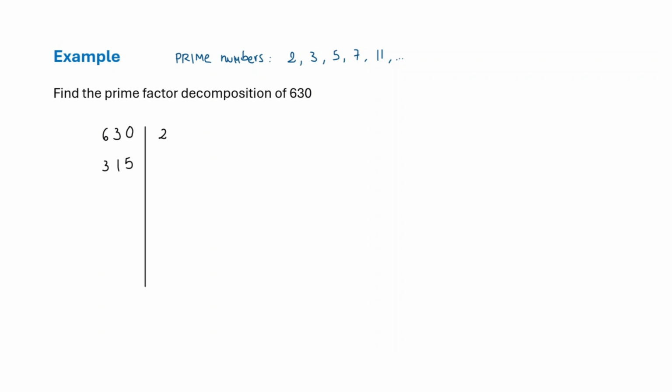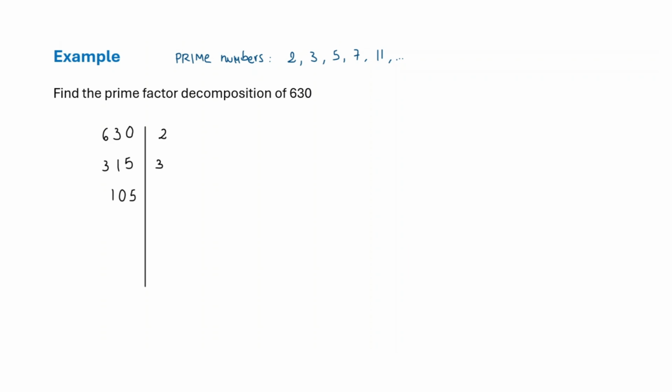Next, we repeat the same process with 315. Can we divide it by 2? No, because it isn't even. So we move to the next prime number, which is 3. To check if a number is divisible by 3, we add its digits. 3 plus 1 plus 5 is 9. 9 is a multiple of 3, so 315 is divisible by 3. We write 3 on the right. 315 divided by 3 is 105, so we write 105 underneath.